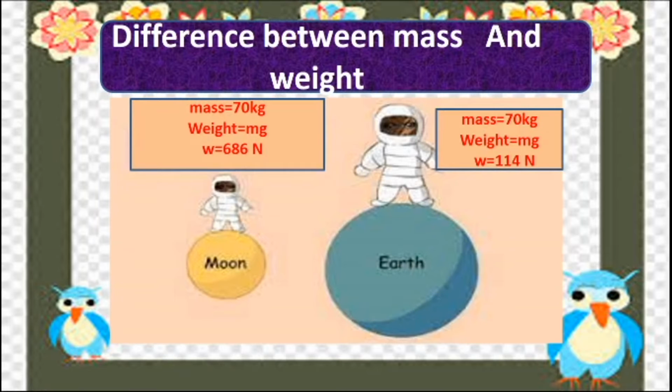Here we are going to see one example. The man is standing on the moon and after some time standing on the earth. In the two places, the mass is the same. In both places the mass is 70 kg. But the weight varies. On the moon, the man's weight is 114 Newton. On the earth, the man's weight is 686 Newton, due to the acceleration due to gravity. The acceleration due to gravity on the moon is very less than on the earth. That's why we have this weight variation.